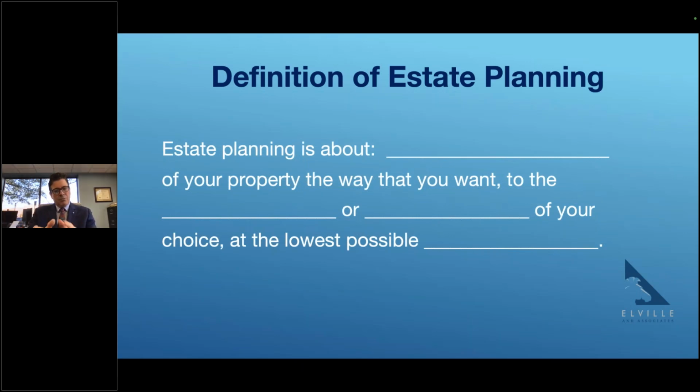Well, it's really about disposing of or passing along your property the way you want to the persons or organizations of your choice at the lowest possible cost. So this is one very, very simple definition of estate planning, meaning this is just one fundamental way of looking at it. Disposing of or providing for the disposal of your property the way you want to the persons or organizations of your choice at the lowest possible cost.